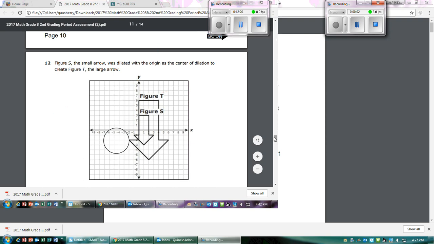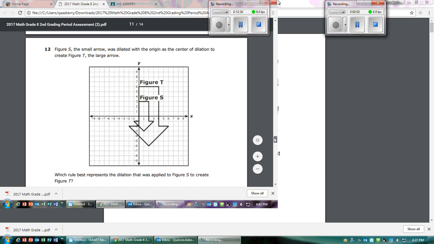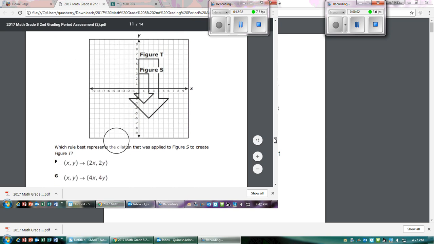Okay, 12. Figure S, the small arrow, was dilated with the origin as the center of dilation to create figure T, the large arrow. So it's saying figure S to figure T. It says which rule best represents the dilation that was applied to figure S to create figure T. You should know it's a dilation, so that means you're going to have a scale factor. So let's look at the side length. I'm going to pick the easiest side length, that one. That one's the easiest one to count. It's 2, and then it got bigger.